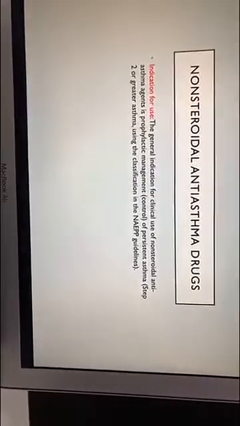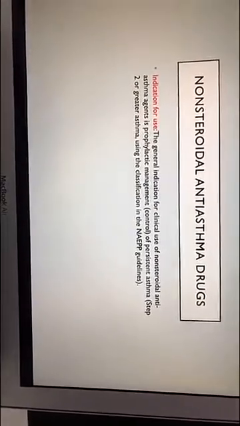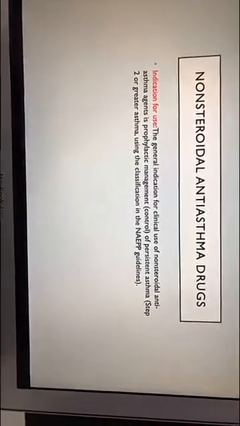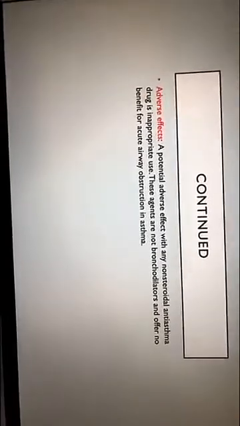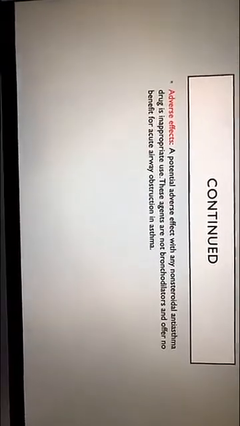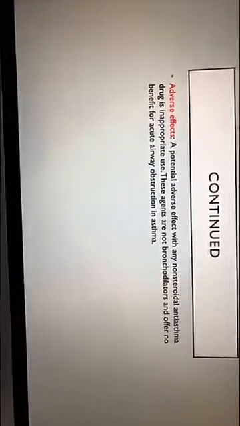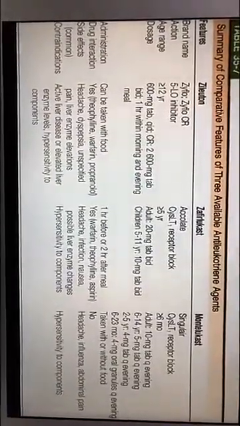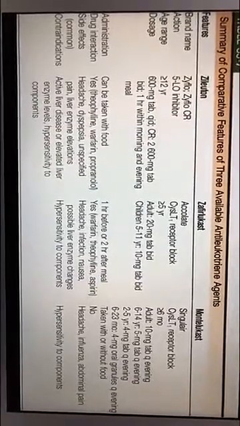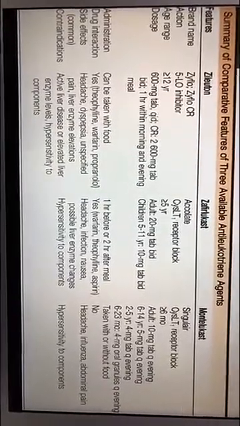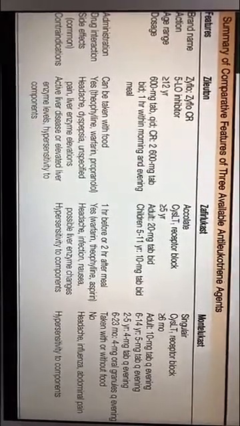Non-steroidal anti-asthma drugs. They are indicated for clinical use as prophylactic management of persistent asthma. Adverse effects include inappropriate use. These agents are not bronchodilators and offer no benefit for acute airway obstruction in asthma. This table shows a summary of comparative features of three available anti-leukotriene agents in terms of these features on the left.